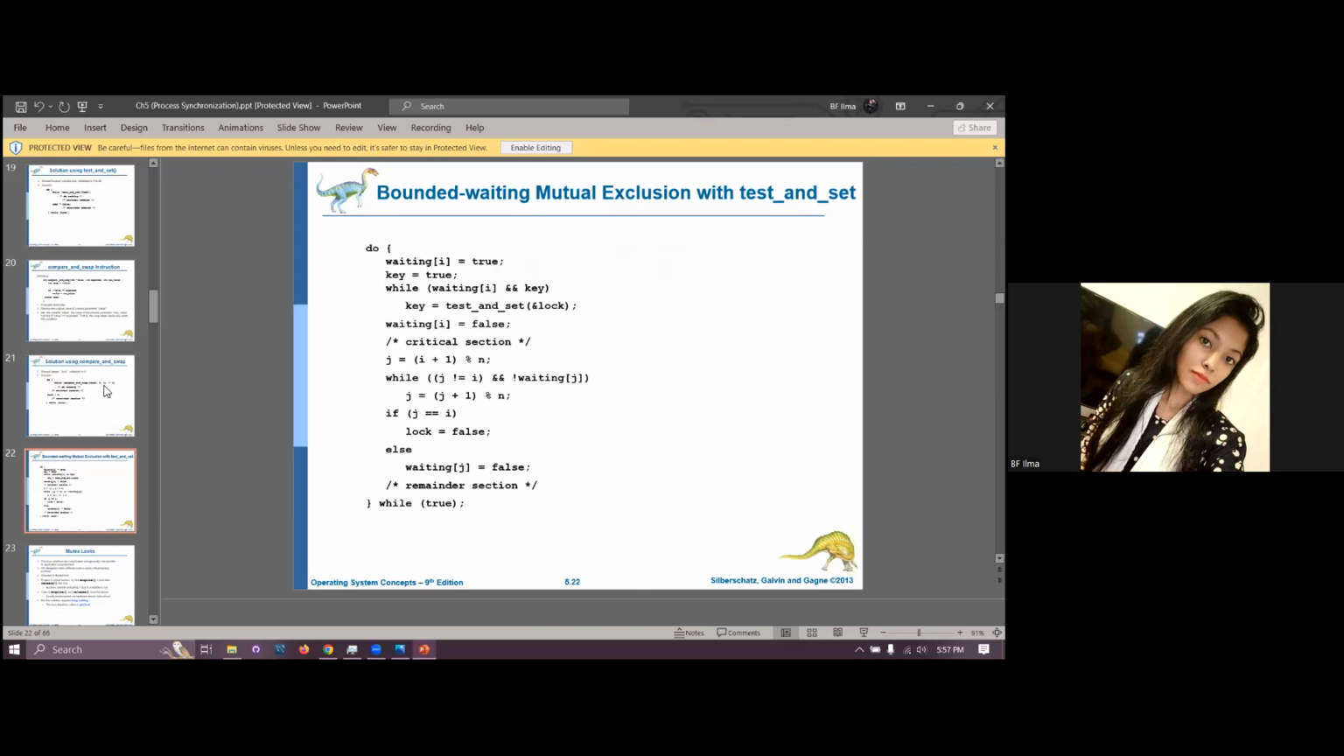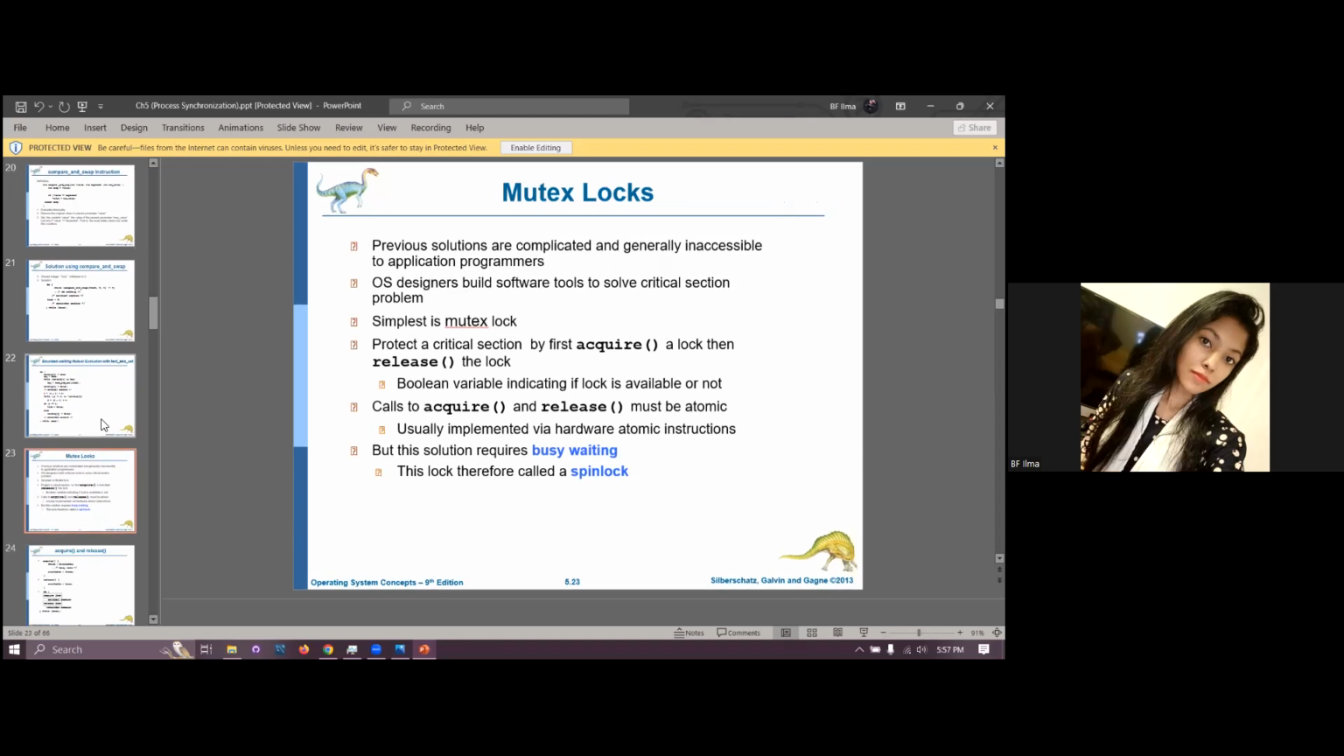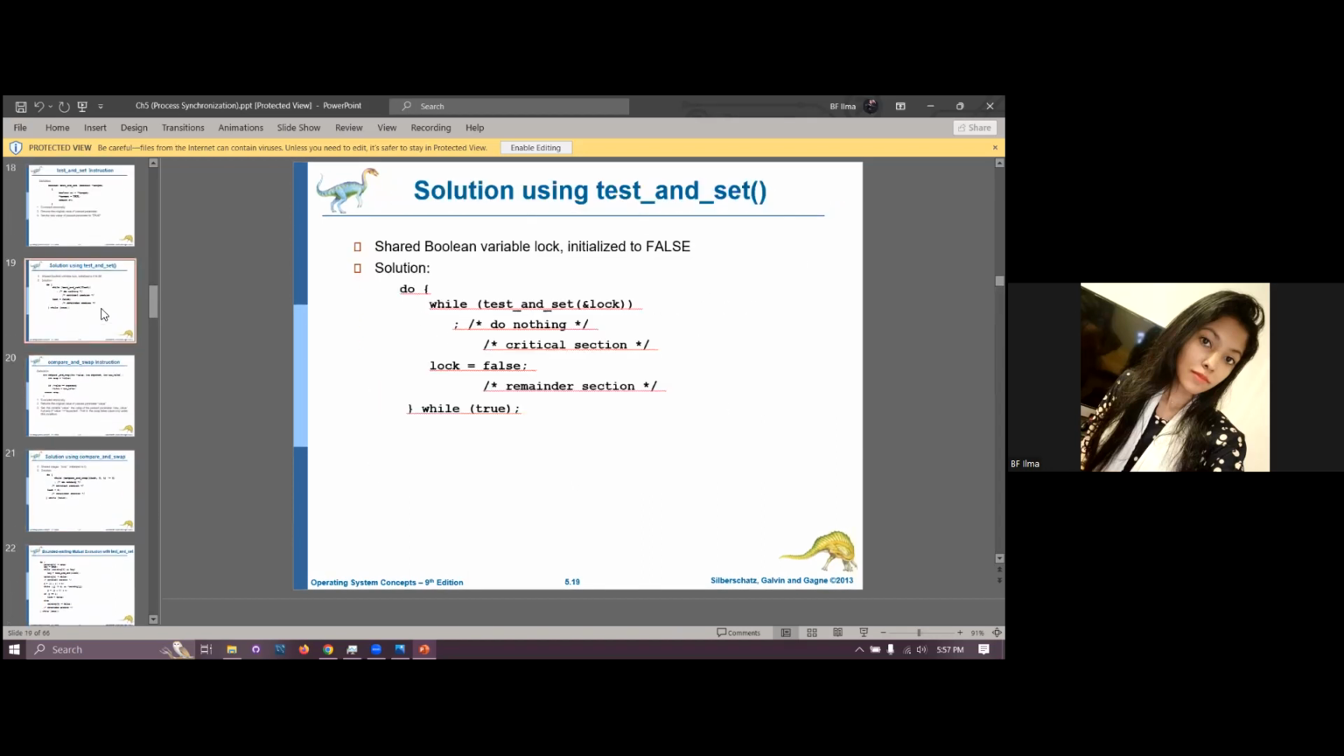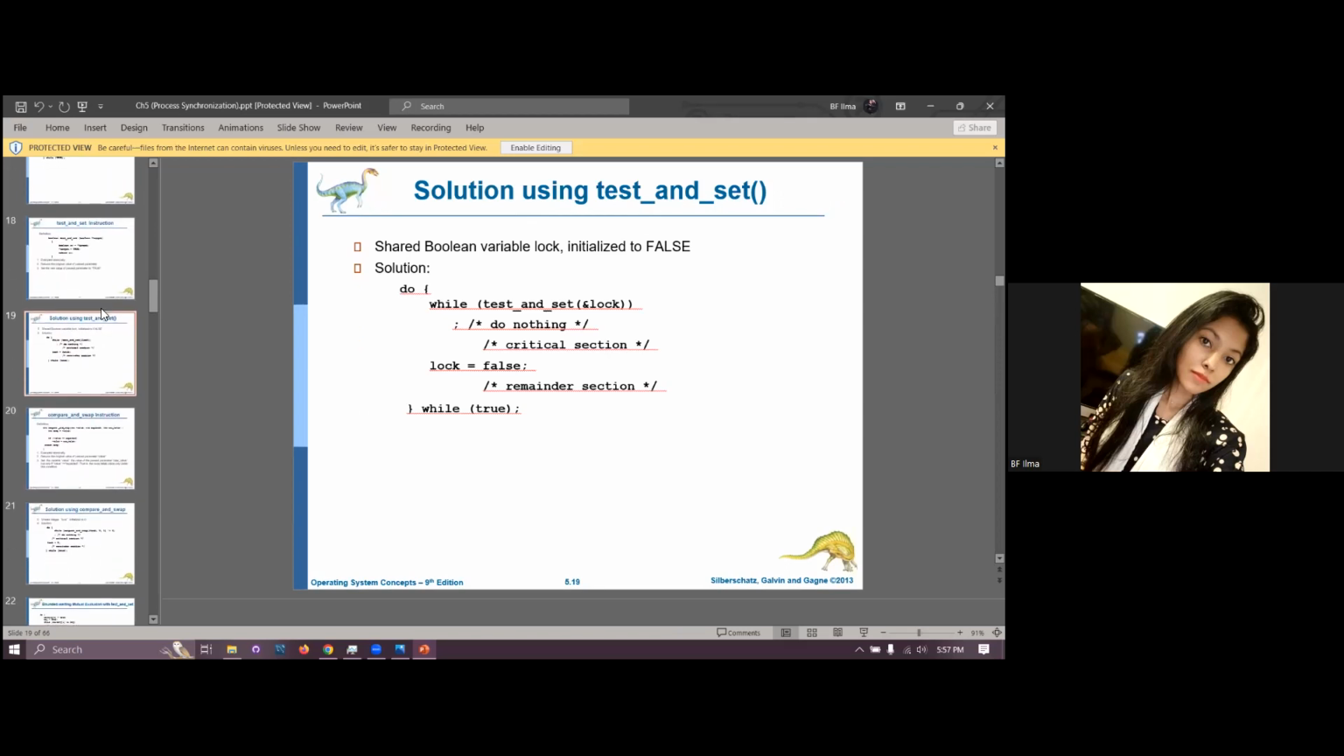There are some other solutions similar to this, compare and swap, and Peterson's solution. Basically, it's the same thing. You're just modifying the entry section and the exit section with different kinds of variables to ensure that we provide the three categories necessary for the critical section problem. I hope there was no question from this part.